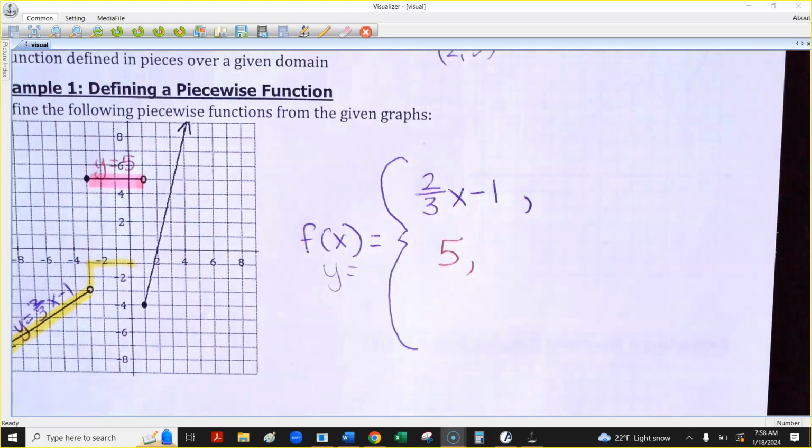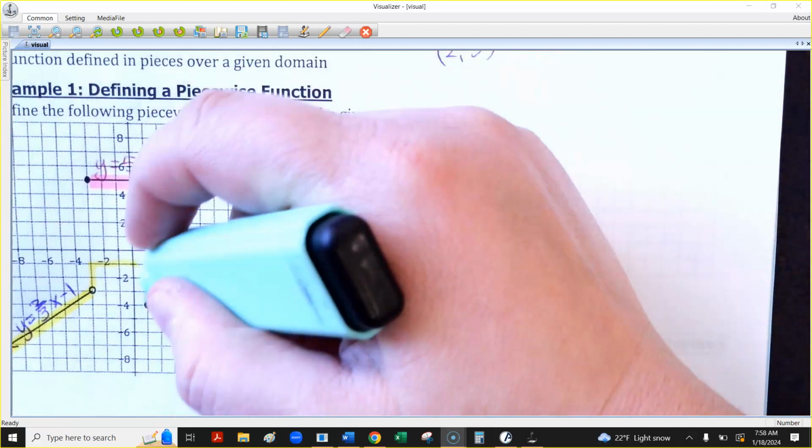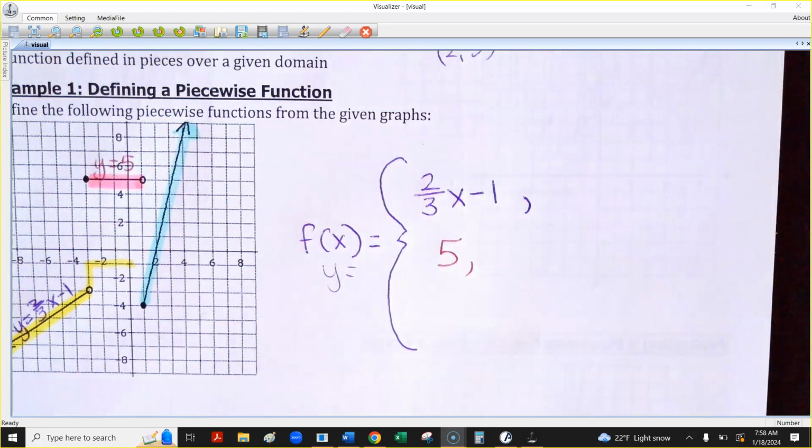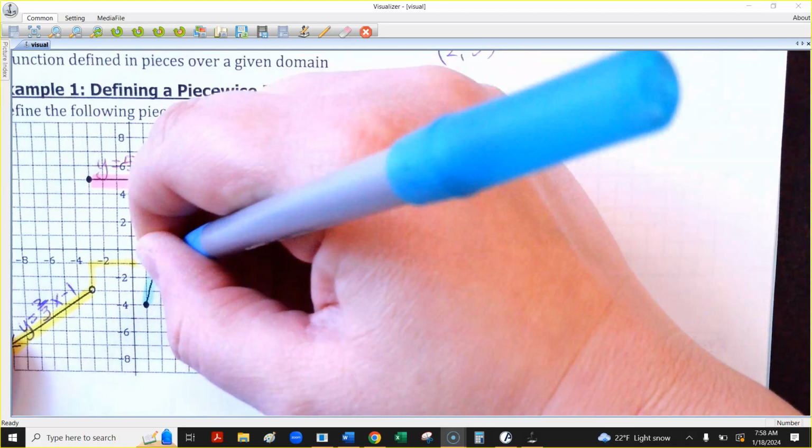And then the last piece here, it's pretty steep. Can you guys tell? Just find 2 points that go right through a corner. Can you tell what the slope of that is?